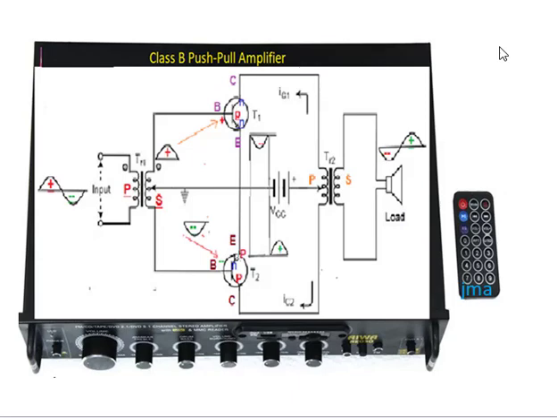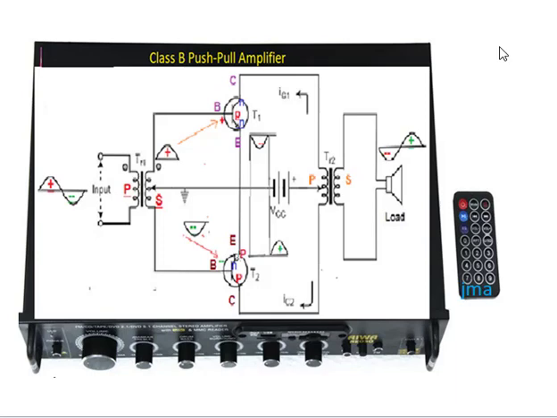Dear students, today we discuss the Class B push-pull amplifier. We know well, what is a Class B amplifier? The amplifier is an electrical and electronic circuit which amplifies the input signal and gives the amplified form in its output. The Class B type allows only half of the input waveform in its output.